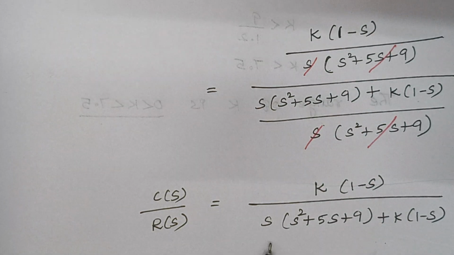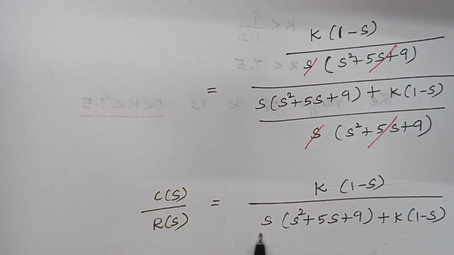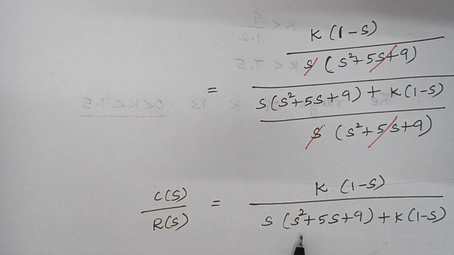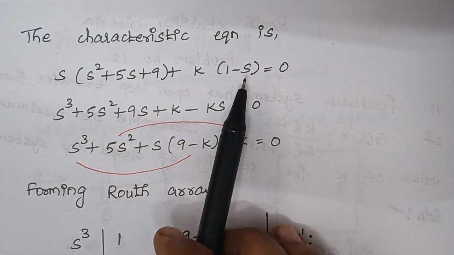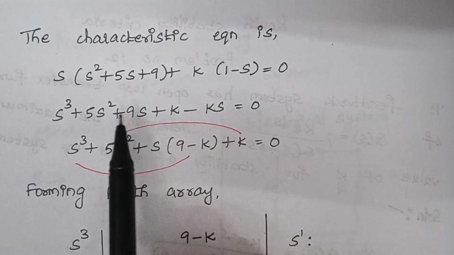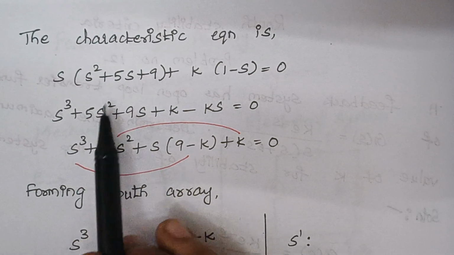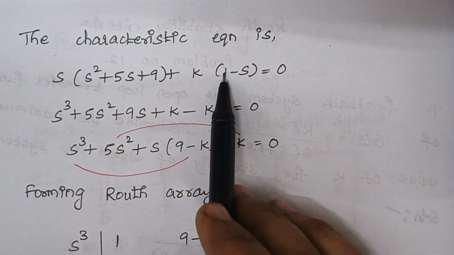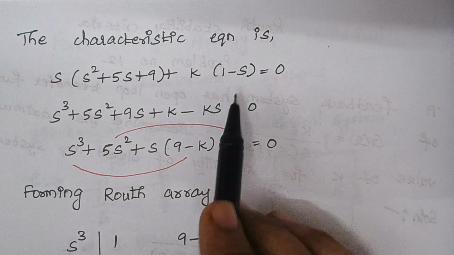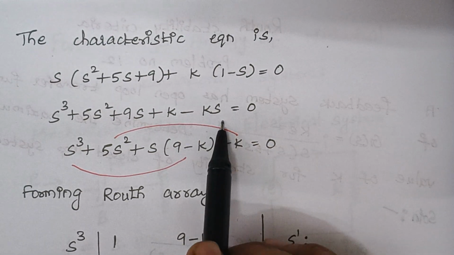The denominator part of the closed loop transfer function is known as the characteristic equation. So we have to take this characteristic equation and analyze whether the system is stable or not. So this is our characteristic equation. We are simplifying this characteristic equation. First step is I am multiplying. You see s into s square, s cube. S into 5s, 5s square. S into 9 becomes 9s. Right. Next k into 1, k into s, ks. Right. So as we are having minus, plus into minus becomes minus ks here.